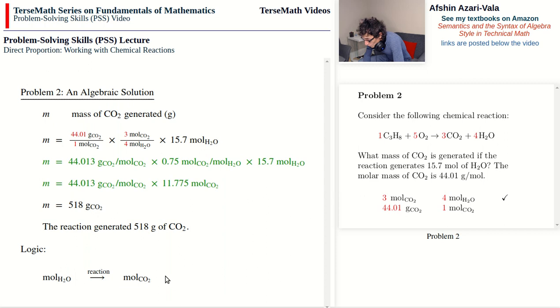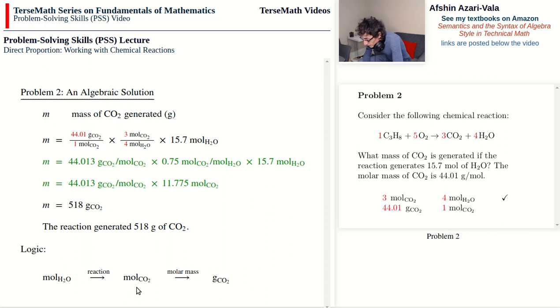And once I have moles of CO2, I can find the mass of CO2, or grams of CO2, using the molar mass. So you see, again, going from moles of one kind to moles of a different kind, that's when the reaction comes in. That's the only time that the reaction comes in.